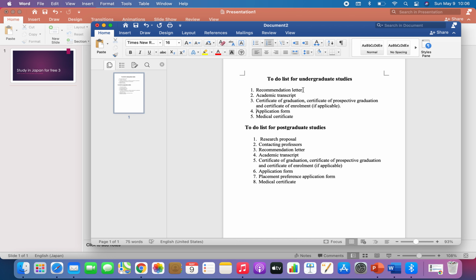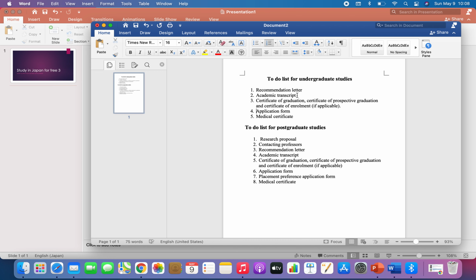For these first three things, I think you can work on them between Monday and Wednesday. By Wednesday, you should have already met your referee, the person recommending you, and told him or her about what they are supposed to do.